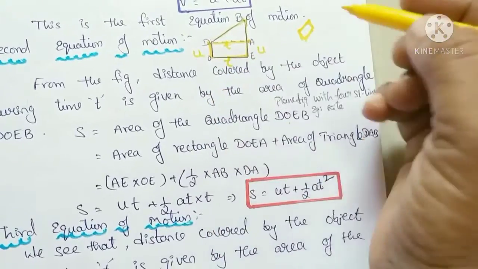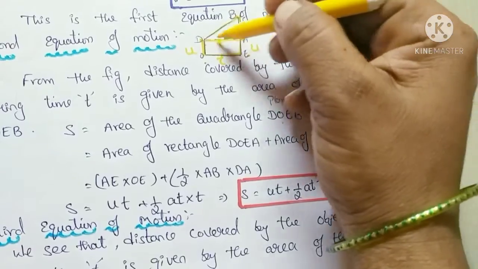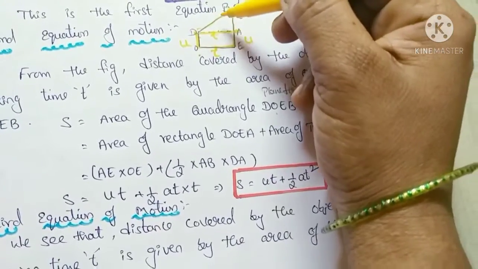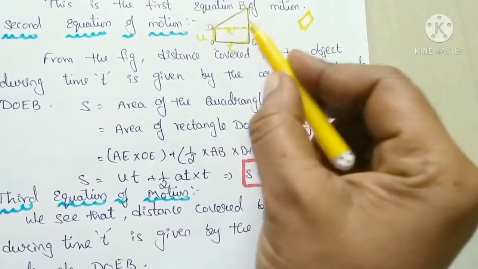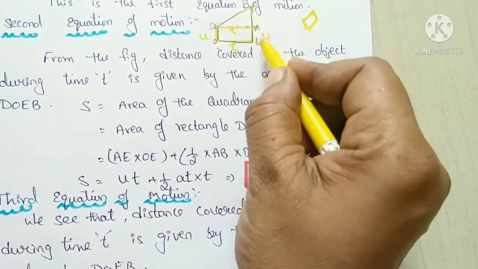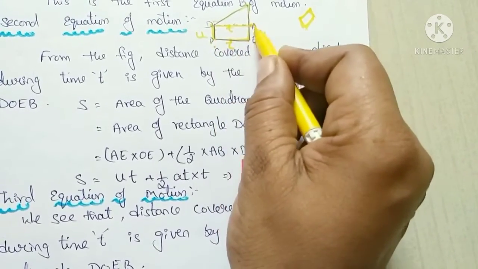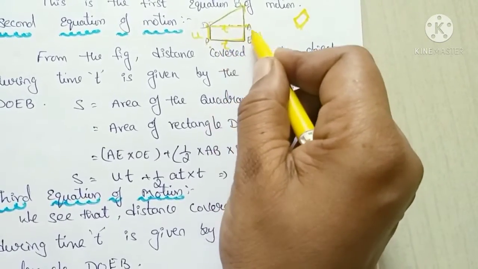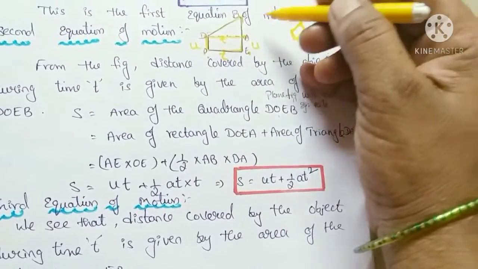So now we consider the rectangle first. DOEA is a rectangle. Next, the area of the triangle DAB. We know there are two shapes here. Next, the area of the rectangle. What can we write for the area of a rectangle? AE into OE, yes or no? Length into breadth. The length and breadth are given as AE and OE.